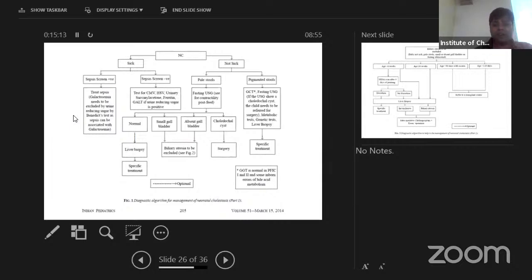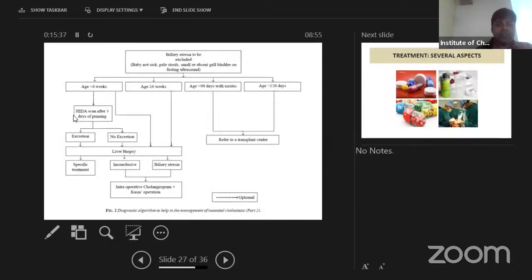If there is pigmented stool, do a fasting USG. If the USG shows a choledochal cyst, the child needs to be referred for surgery. Metabolic test, genetic test, and liver biopsy should be performed, and a specific treatment should be started. Biliary atresia to be excluded.